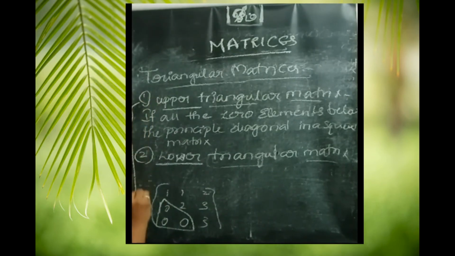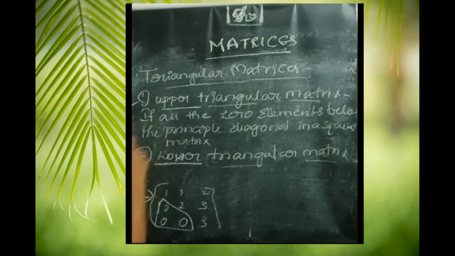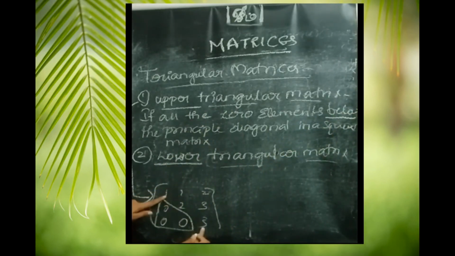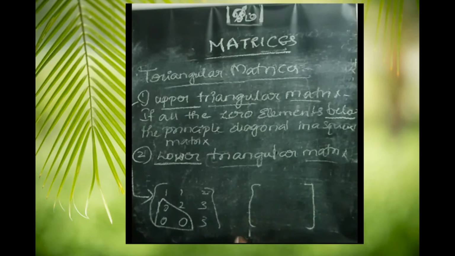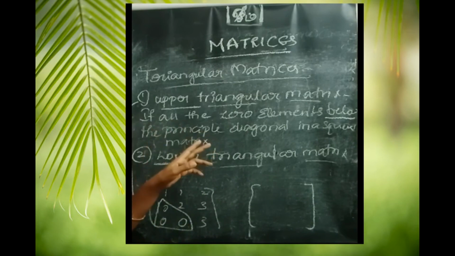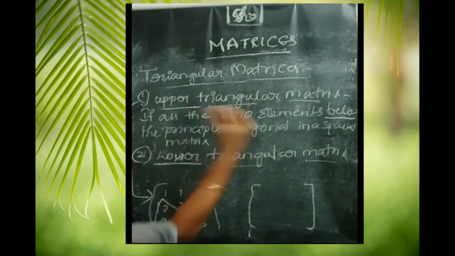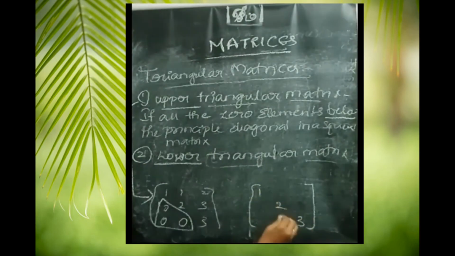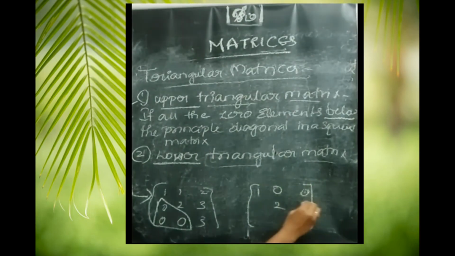Don't confuse. Below the principal, this is the principal diagonal. From this, the elements below should be 0. Then it's said to be an upper triangular matrix. If lower means, if these three are 0, that means all the elements above the diagonal are 0. Above means here.